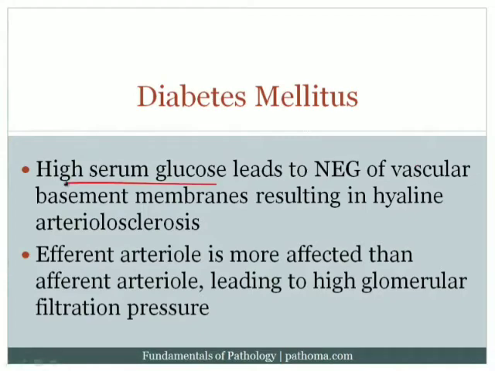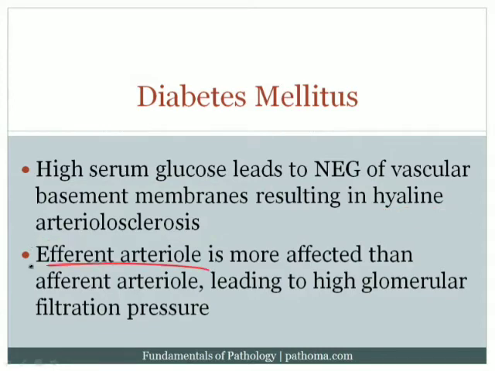In diabetes, you get high serum glucose that leads to non-enzymatic glycosylation of the vascular basement membrane. By the way, that's the very first change that occurs in the kidney. Non-enzymatic glycosylation of the vascular basement membrane. Sometimes examiners will ask you what's the first change. This then results in hyaline arteriolosclerosis.